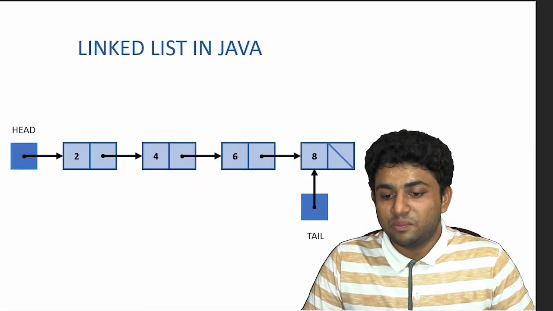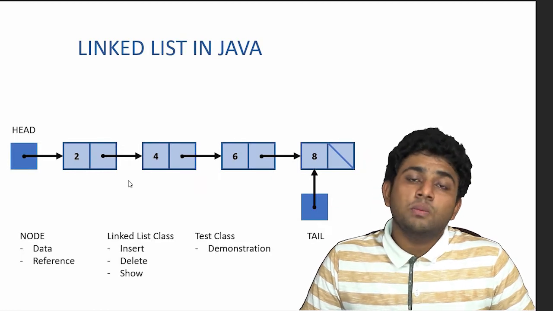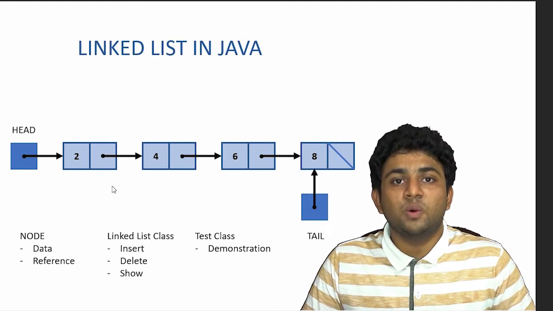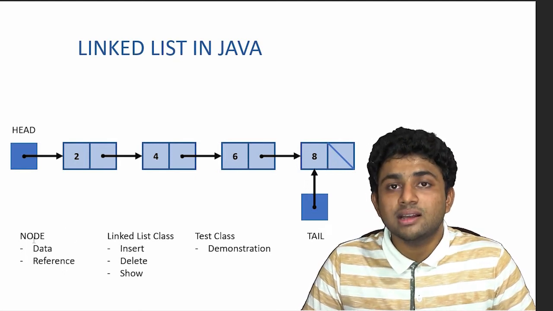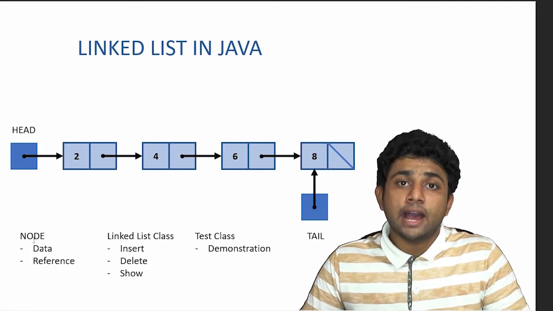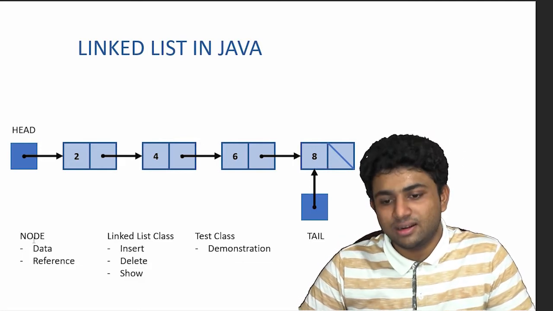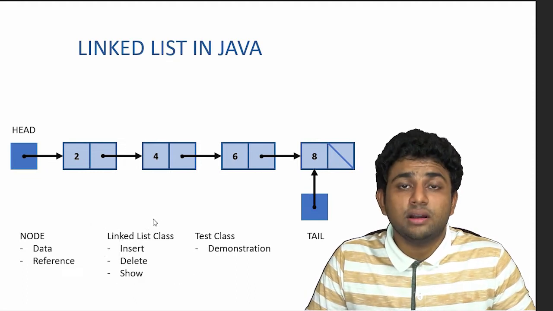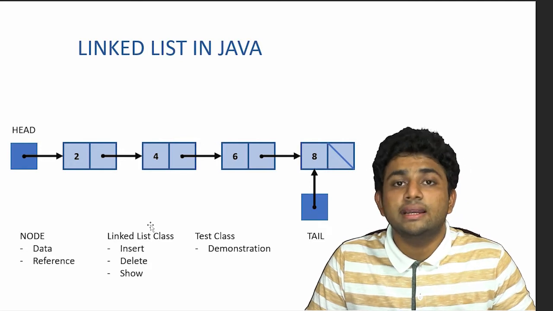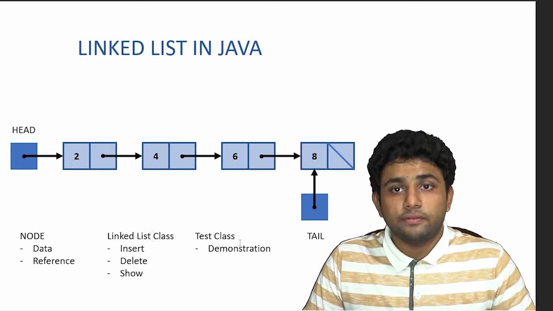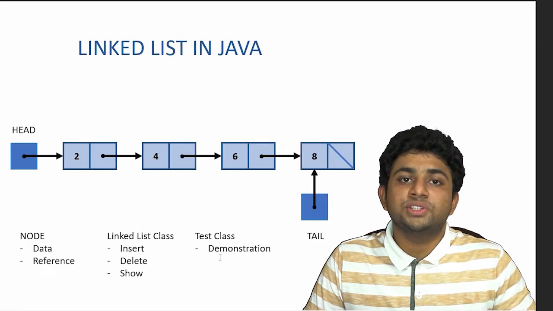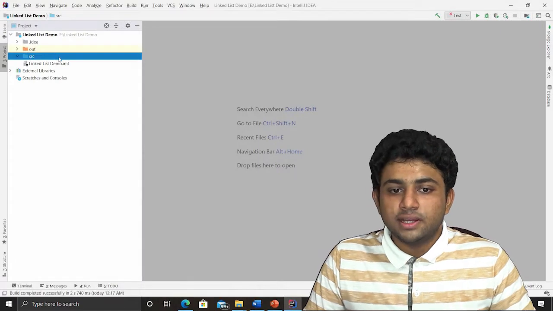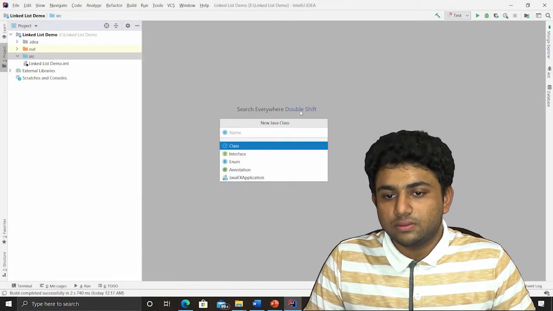When we talk about our own implementation, we need to have an object which we call a node. So we need to create a node class to have the node object, which is going to have the data and a reference to the next node. The linked list class will basically have the execution of our methods: insertion, deletion, display of the linked list, and so on. And the test class is to demonstrate the linked list that we implemented. Let's move on. First, I'll start with the node class.